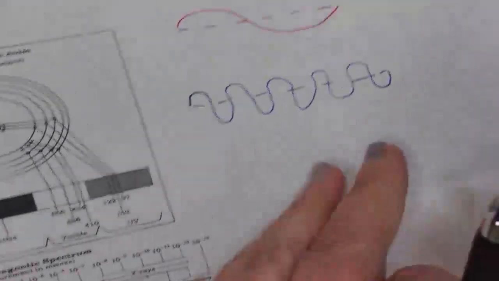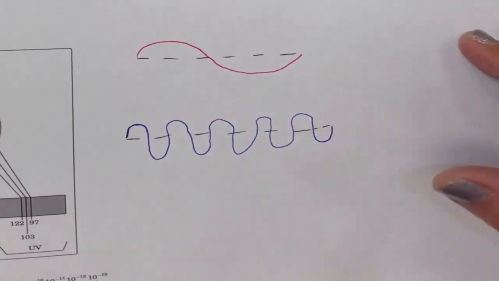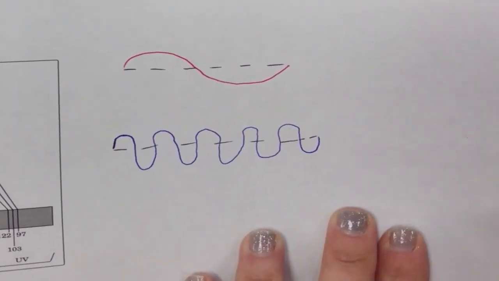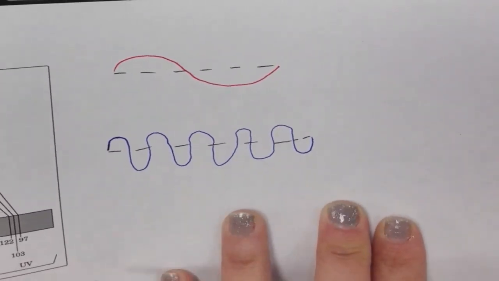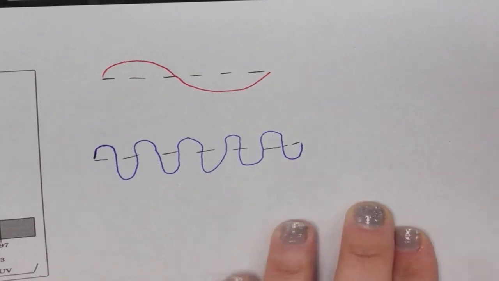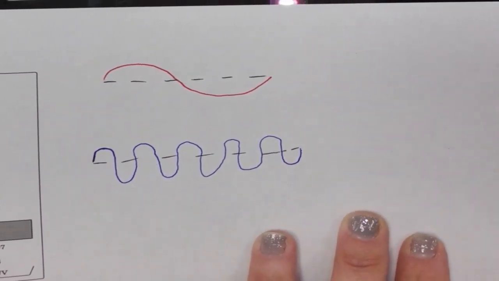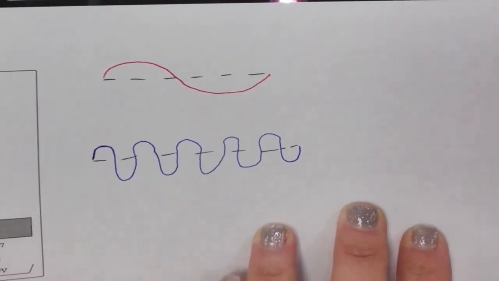So today's lesson is going to be on the electromagnetic spectrum. What I've got here is a picture of a red and a blue wave, and we're going to introduce a few topics, and then we're going to take this and look at it and apply it to the electromagnetic spectrum.